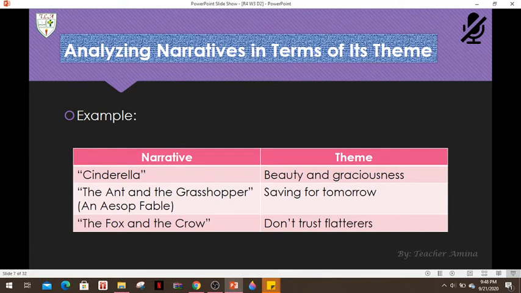Next is the fox and the crow. The lesson for this story is to not trust flatterers. Flatterers are the ones that say something like, oh, you're beautiful, oh, you're too kind, you're too nice. And then in the end, they are just saying that because they want something from you. They did that on purpose to get something from you. Those kind of people are called flatterers. So don't trust the flatterers.